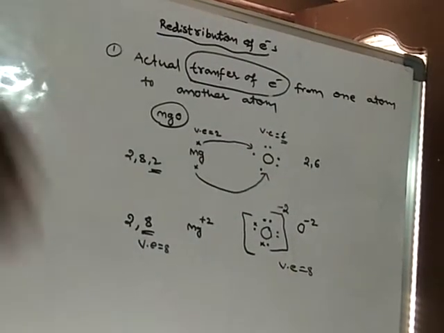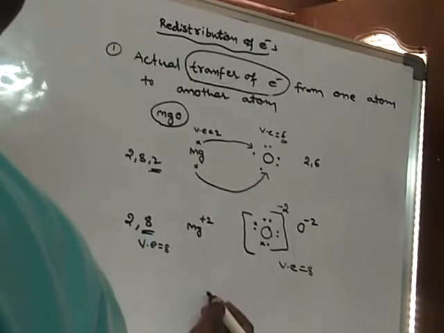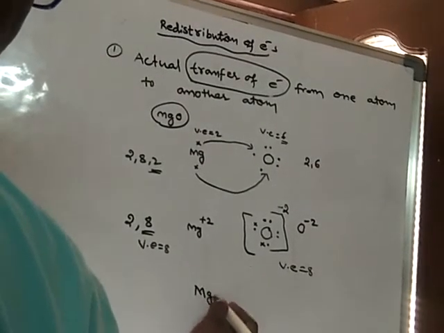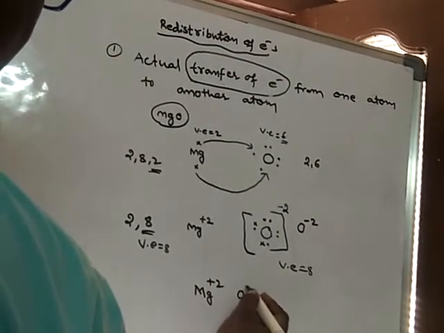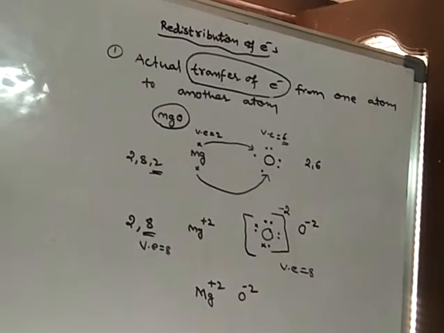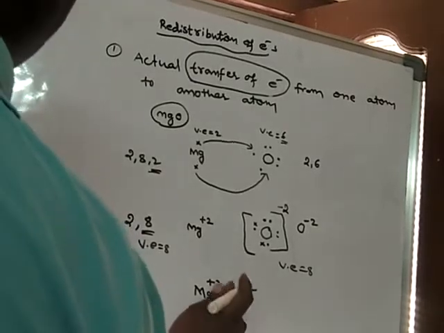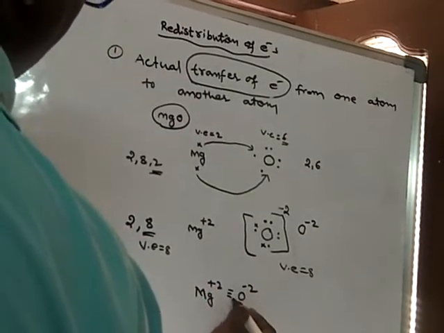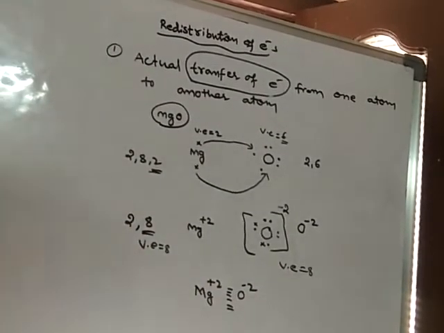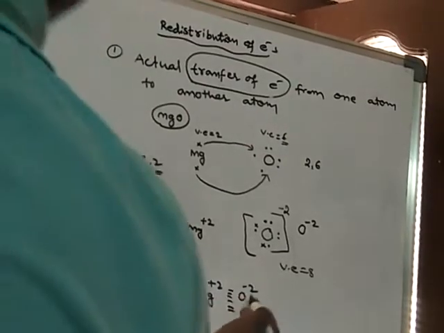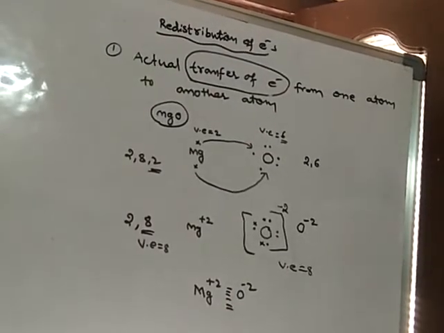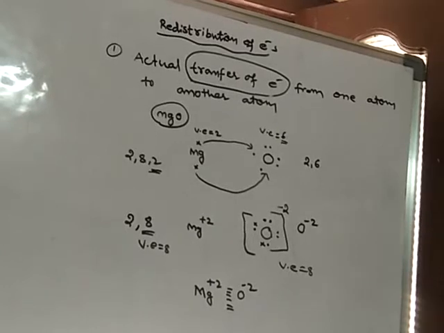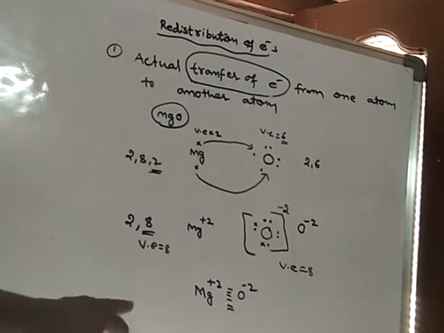Okay, in this way magnesium ion and oxide ion are formed. Now these two are close to each other. So what happens? Now a force of attraction develops, because these two are opposite in charge. When these two are oppositely charged particles, some force of attraction is developed between magnesium and oxygen.